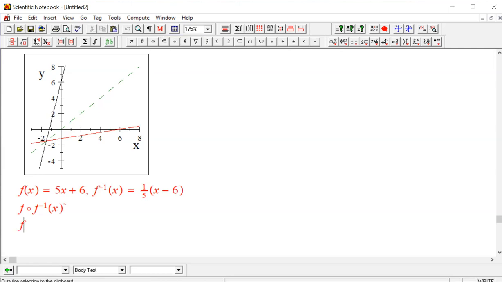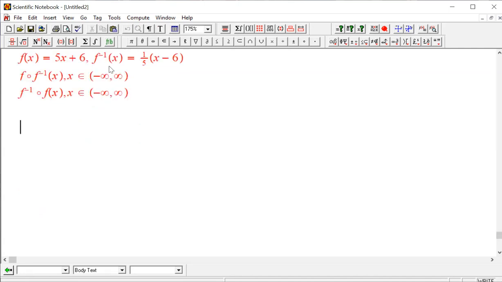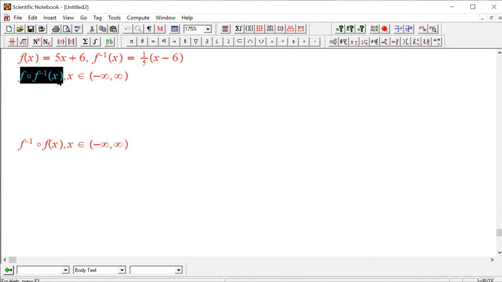I also wish you to do f inverse composite f of x. Of course, the first x is from the domain of the inverse function, which is negative infinity to positive infinity. And this other x is from the domain of f. They happen to be the same in this particular case, but I still want you to be aware of them. I hope you will pause the recording up to this point to try it yourself, then come back to watch. Okay, now I'm just going to go ahead and do it.